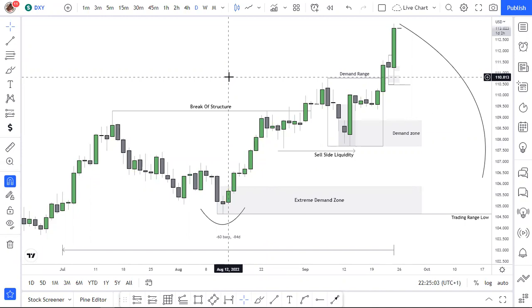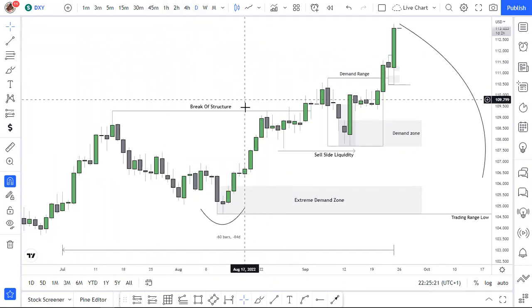So today I'll be doing an outlook for Euro USD, Pound USD, and some of the major pairs. I'll be starting off with the dollar index here on the daily chart.